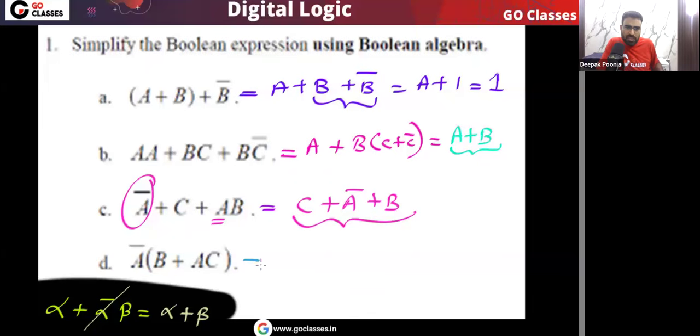That is option D. You can multiply inside. I will get A bar B or A bar AC. Now you already know what A bar A is. That will be 0. 0 and C, that will be 0. So finally I will get A bar B.